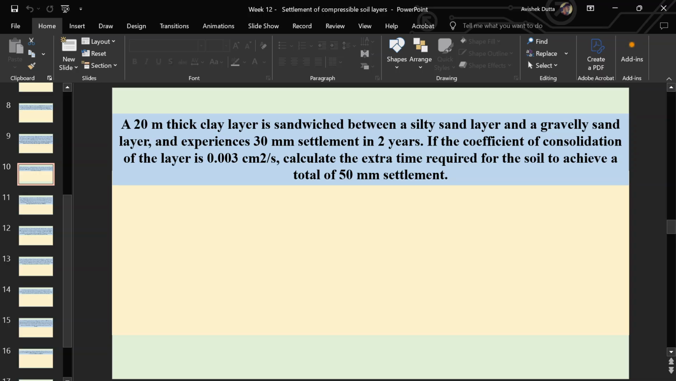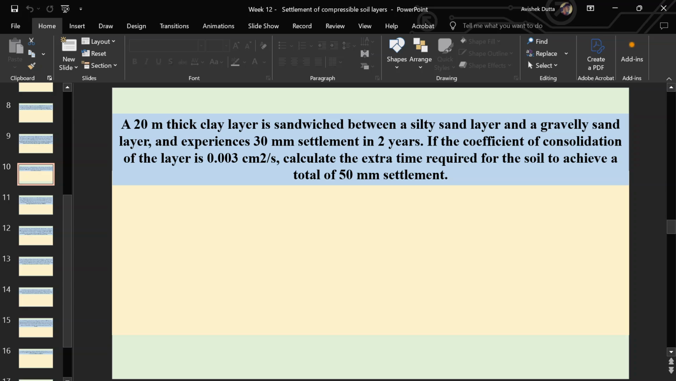This is the ninth question. I repeat, a 20-meter thick clay layer is sandwiched between a silty sand layer and a gravelly sand layer and experiences 30% settlement in 2 years. If the coefficient of consolidation of the layer is 0.003 centimeter square per second, calculate the extra time required for the soil to achieve a total of 50% settlement. Just find out the extra time required for the excess amount of settlement for the complete settlement of 50%.